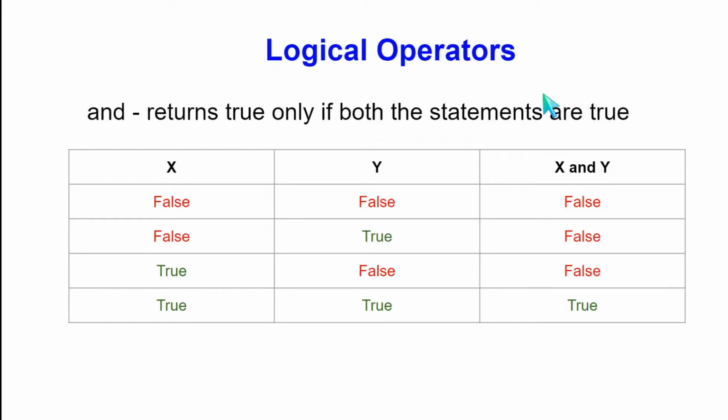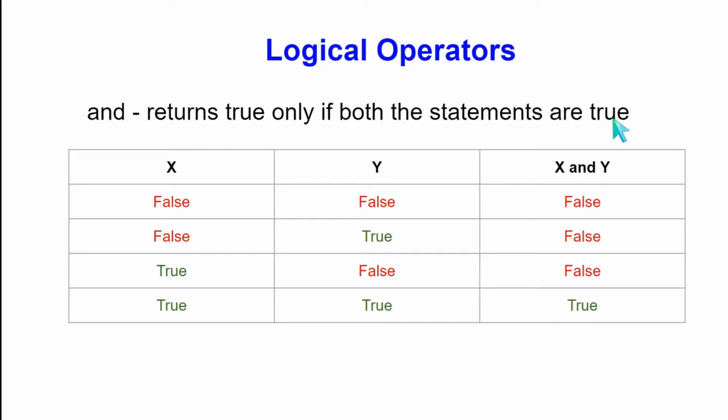So in and, the condition will evaluate to true only if both the statements are true. Like you can see here, x is false and y is false, therefore the result is false. In this case x is false and y is true, and in this case x is true and y is false, and both of these will evaluate to false. But only if both the conditions are true will the result evaluate to true.